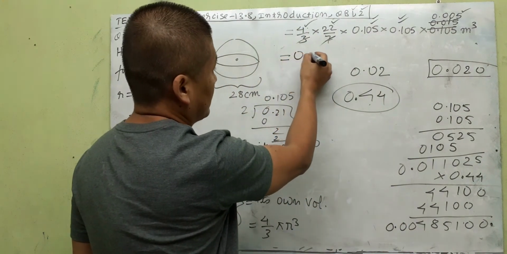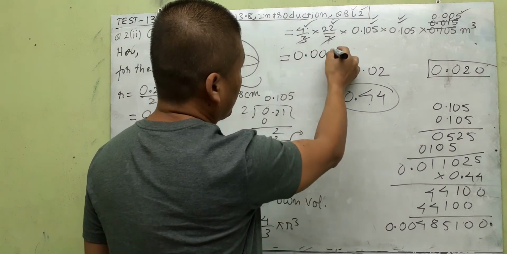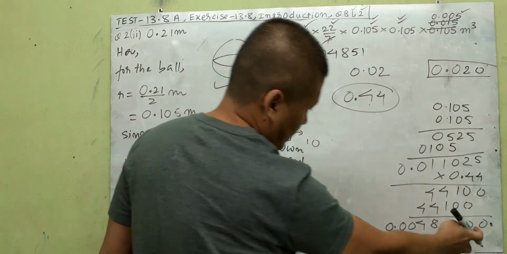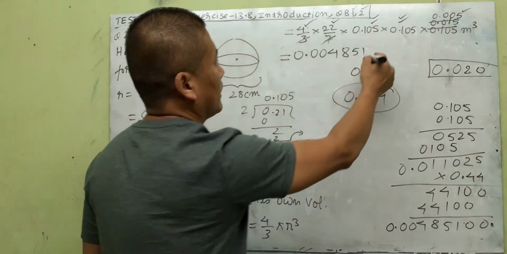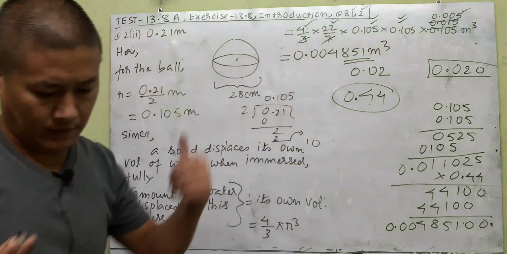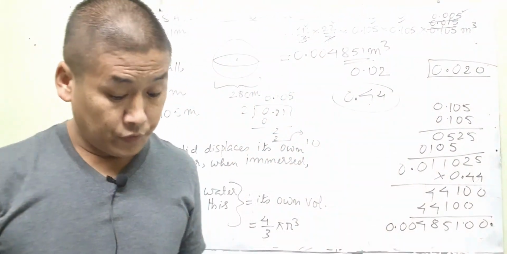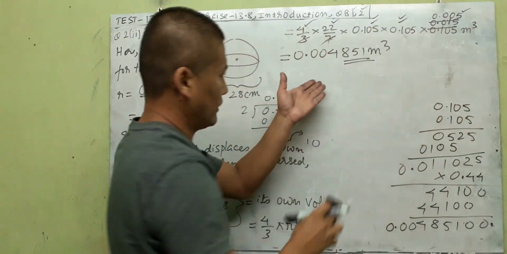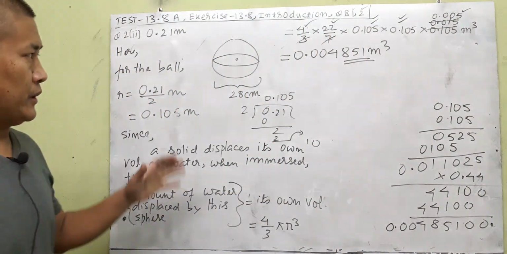So 0.004851, and the 00 you can avoid writing if you want, meter cube, and the textbook has given this as the answer, so we just write it. 0.004851. So that concludes your portion. Go and give the test. They'll be okay, right?